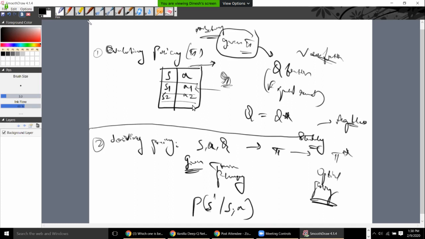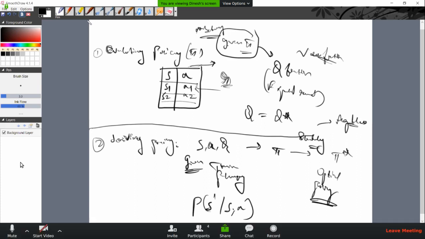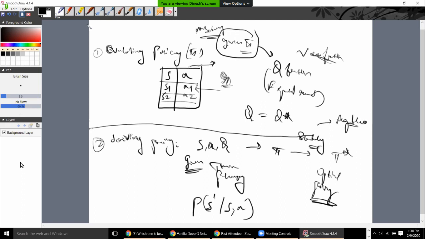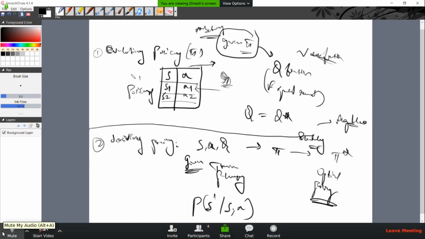So we have some arbitrary policy. You don't know whether this policy is optimal or not. Suppose this is your policy. When will your policy be called the optimal policy, pi star? When it is the best. But how will we know it is the best?